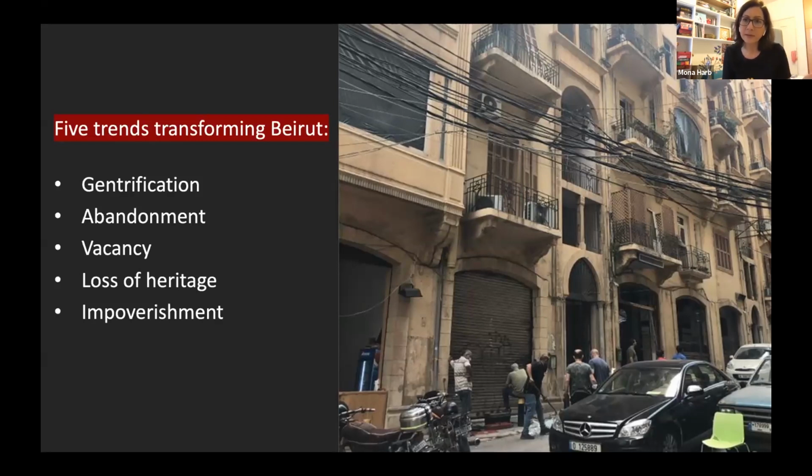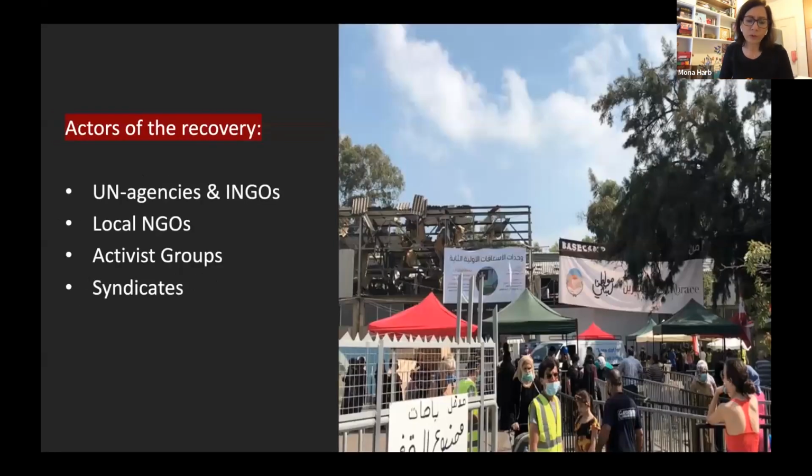So this translates in the built environment and a multiplication of urban pockets of poverty throughout many neighborhoods, and we find this too in the devastated neighborhoods post-blast. So with this in mind, I'm going to move to a review of the actors of the recovery and try to reflect a little bit on this governance of post-blast recovery.